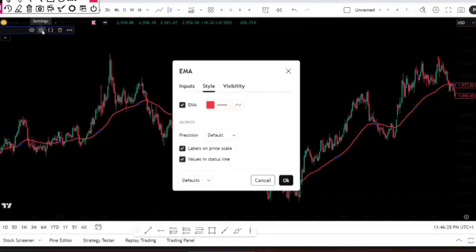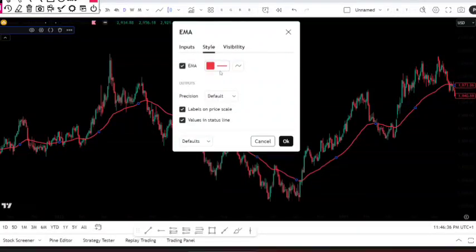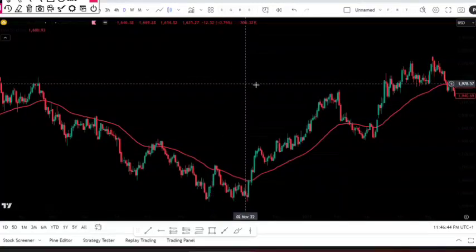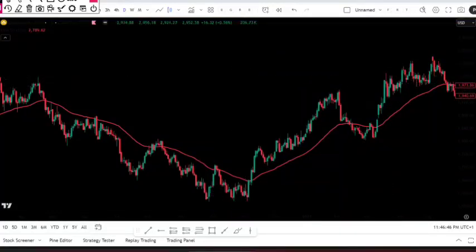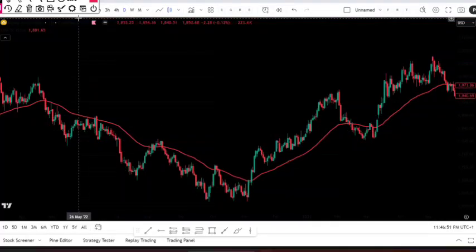I will tell you. Just you can see here EMA in the setting. I put 50 in length, okay, and here in style I put the red color, and I increase the thickness of EMA, okay. Now in the chart you have to know most of the things are very easy to understand.